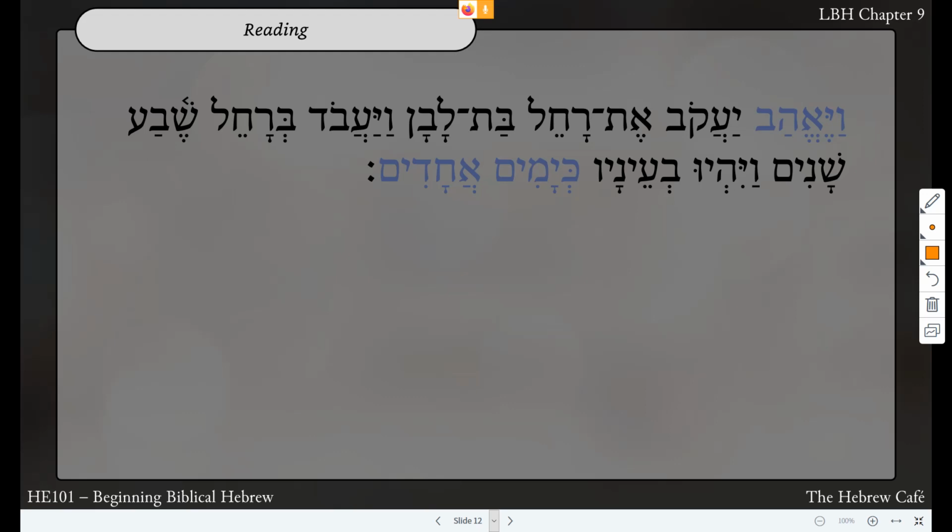So, v'yehav Yaakov et Rachel, and Jacob loved Rachel. This is another appositive. It's saying who Rachel is, bat Lavan, the daughter of Laban. V'yavod, and he worked, b'Rachel. In this case, this means for her. He worked in exchange for her. He worked 7 years in order to receive her. Vayihu ve'enav, and they were in his eyes, k'yamim achadim.